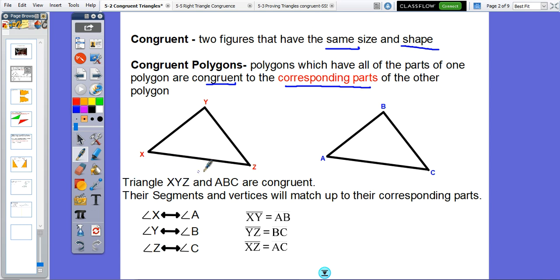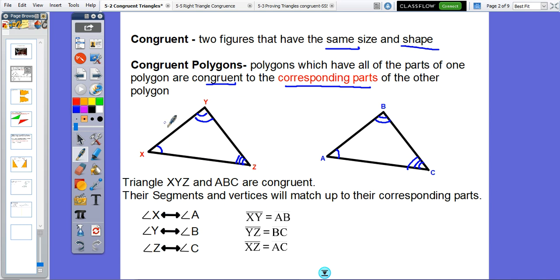Triangles XYZ and ABC are congruent. That means in that specific order, they're congruent. Those individual parts are congruent. So there's a total of 6 parts. There are the 3 angles. So angle X and angle A are congruent. Angle Y and angle B are congruent. And angle Z and angle C are congruent. That's the 3 angles.